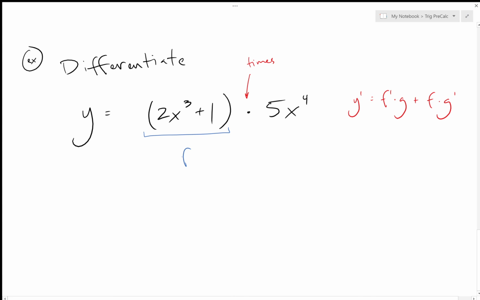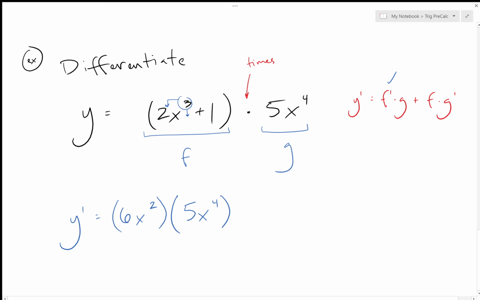F is the first part, g is the second part. So let's find the derivative of this. So first one, it says take the derivative of f. So derivative of f would be, we carry this down, so 6x, and then that comes down by 1, squared. Plus 1 becomes a 0, so let's close that. I need to multiply it with just regular g, and that's regular g right there, so 5x to the fourth.